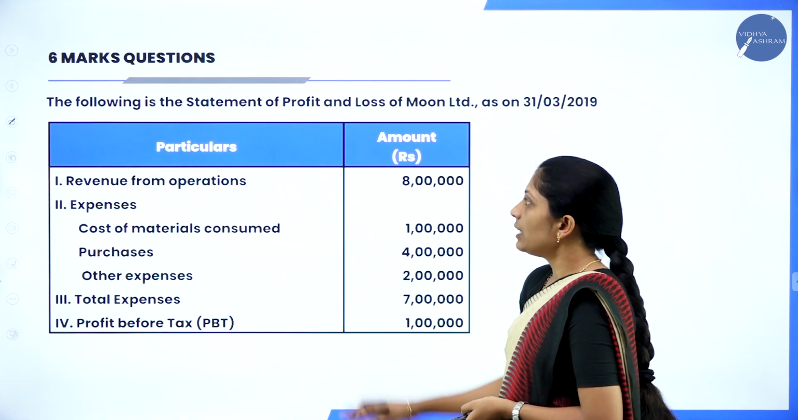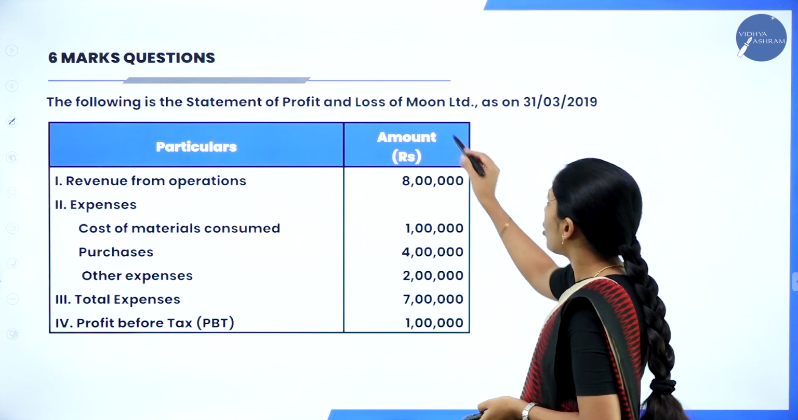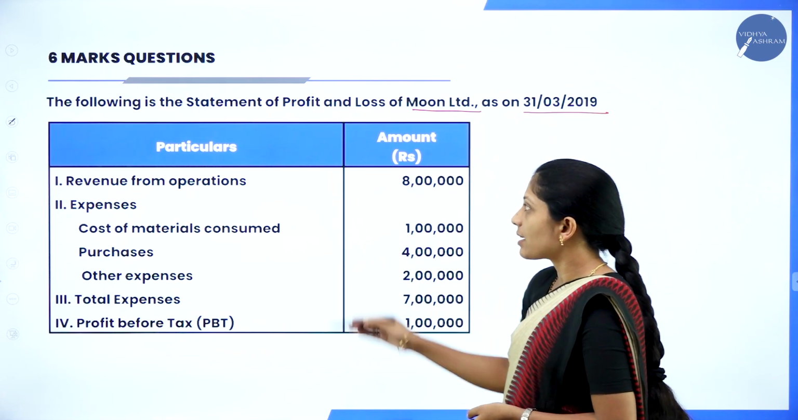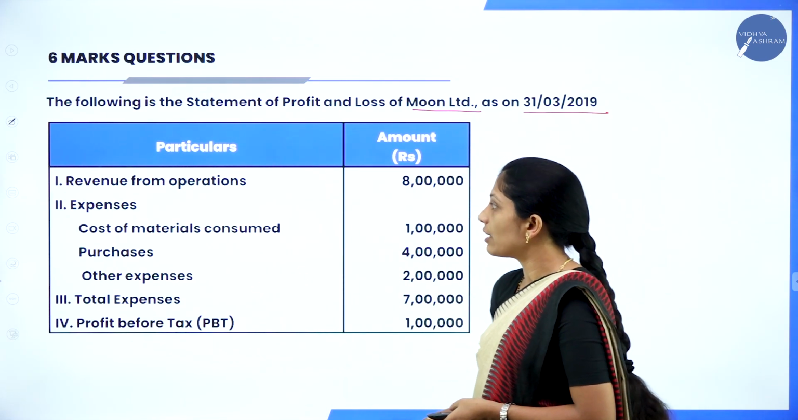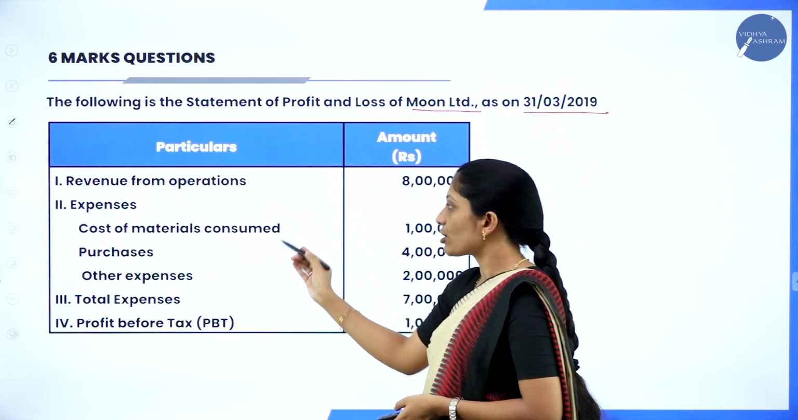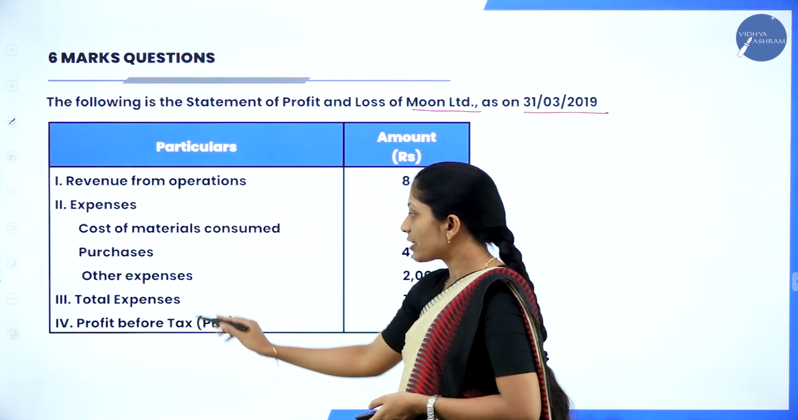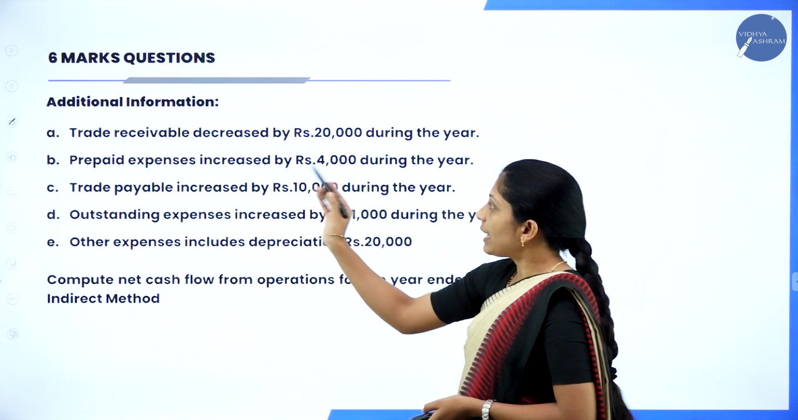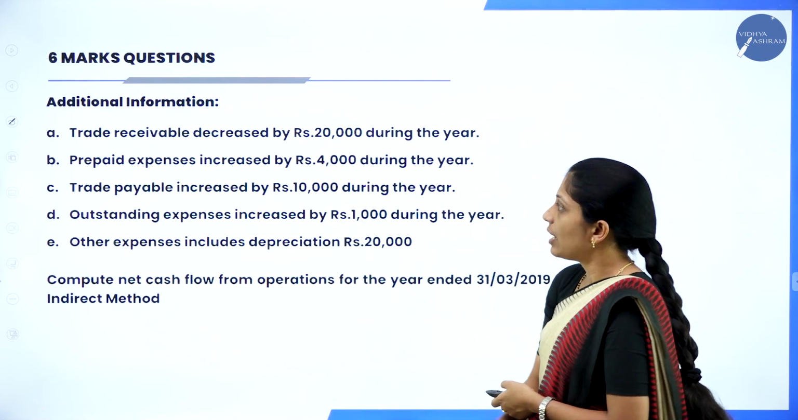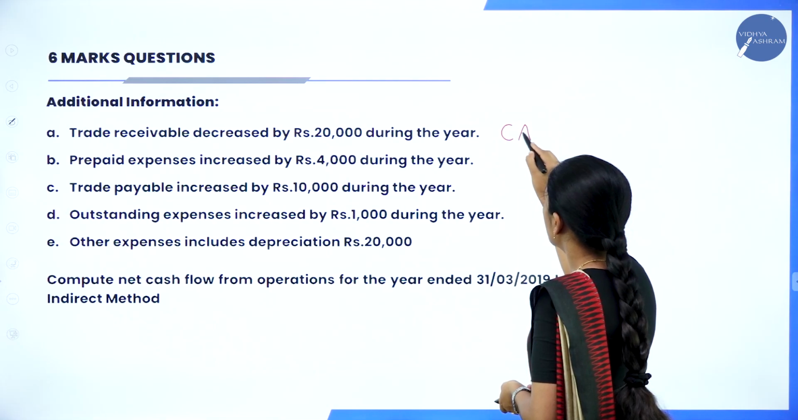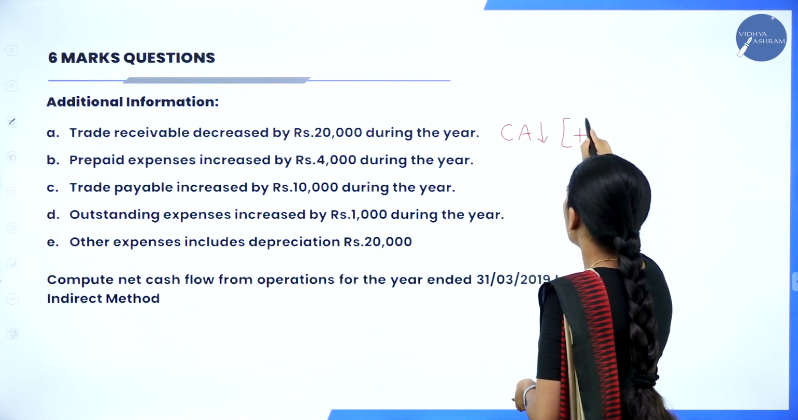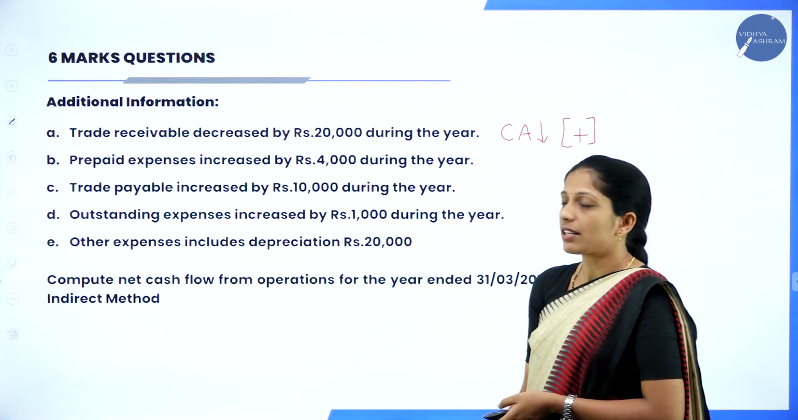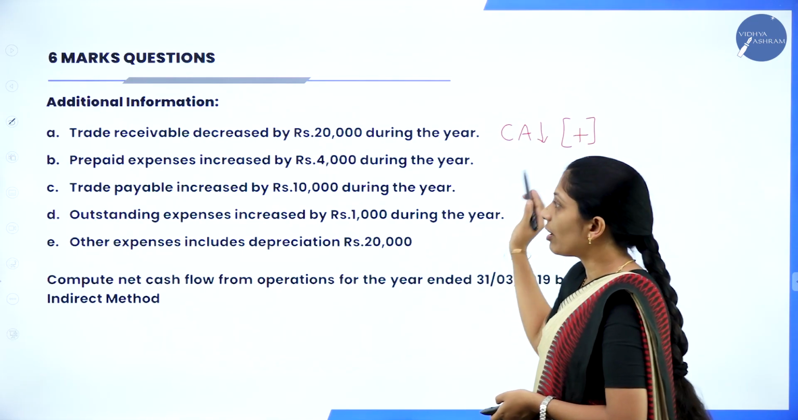Now moving on to the next one. The following is a statement of profit and loss of Moon Limited as on 31st March 2019. So they have given us revenue from operation, expenses, cost of material consumed, purchases, other expenses, total expenses. So we want this. Profit before tax is 1 lakh. Next, they have given trade receivable decreased. Trade receivable, a current asset, decreased by rupees 20,000 during the year. Decreased means you have to add.